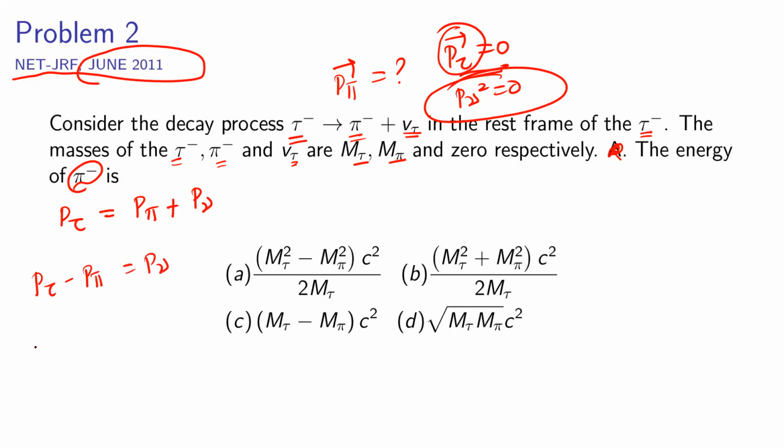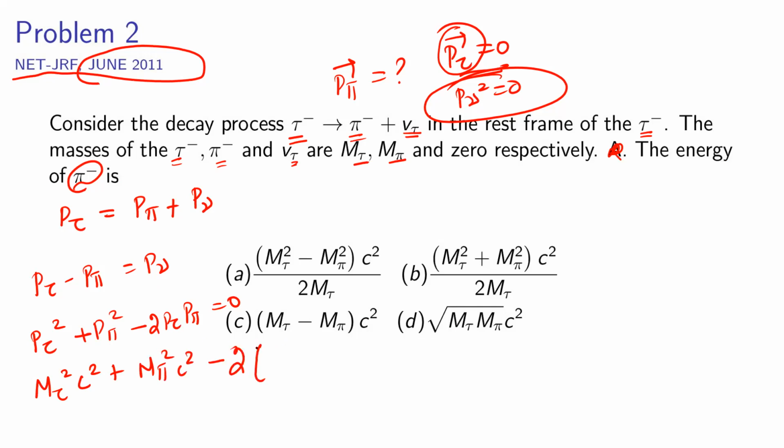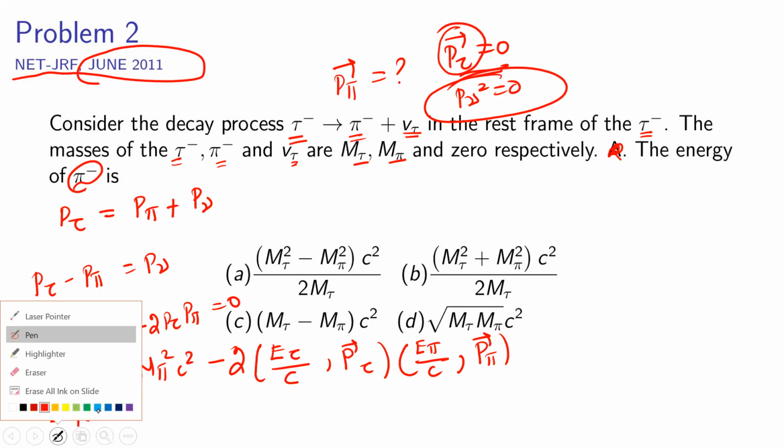Now you square on both sides. You see that P tau square plus P pi square minus 2 P tau P pi is equal to 0, because P nu square is 0. P tau square is m tau square c square and P pi square is m pi square c square, minus 2 times P tau, which we can write as E tau divided by c, comma P tau vector, multiplied by P pi, which is E pi divided by c, comma P pi vector. Is that correct?